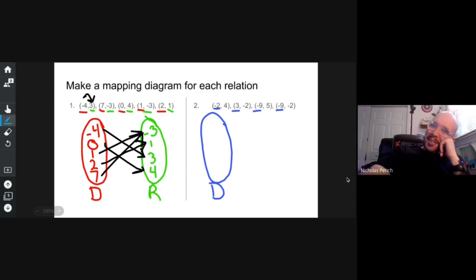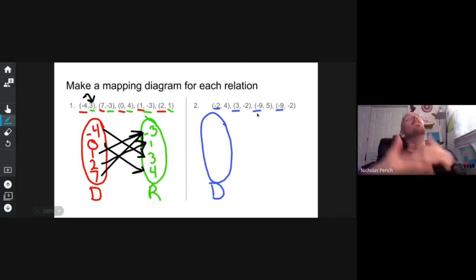All right. So what I did is I made a bubble and I called it D for domain. Your book likes to call it input. Same thing. Domain, input. It's all good, right? And in my domain, I underline my x values. So I have -2, and I have regular 3, and I have -9, and I have -9 again.